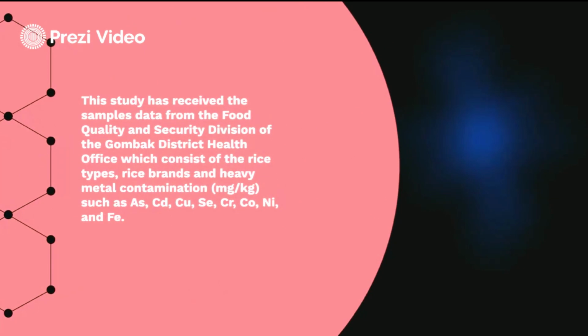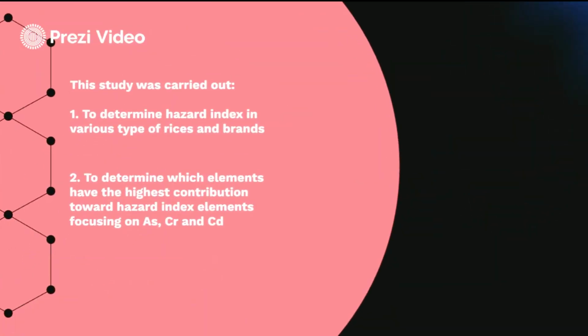Moving to the study case, this study has received the sample data from the Food Quality and Security Division of the Gombak District Health Office, which consists of the rice types, rice brands, and heavy metals, like arsenic, cadmium, copper, selenium, chromium, cobalt, nickel, and iron contained in the rice. This study was carried out to determine the hazard index in the various types of rice and brands and to determine which elements have the highest contribution towards the hazard index, focusing on 3 elements, which are arsenic, chromium, and cadmium.